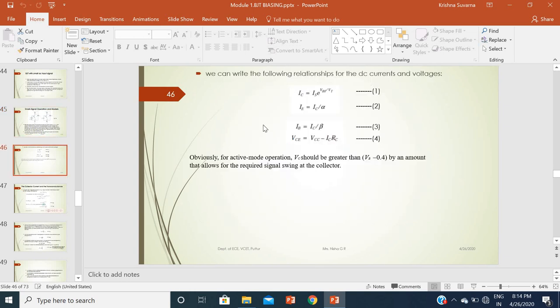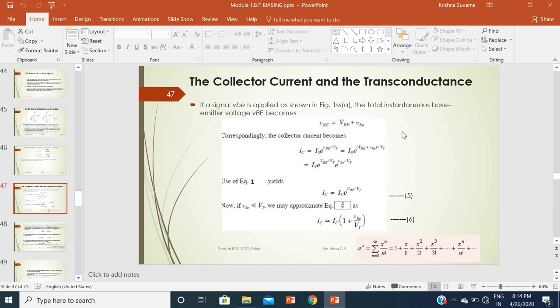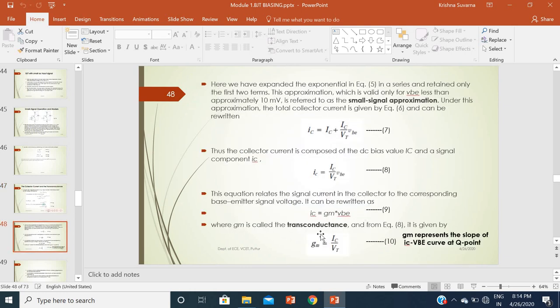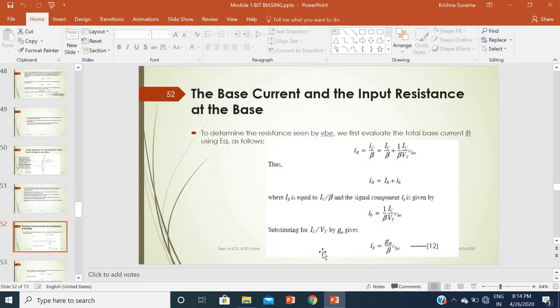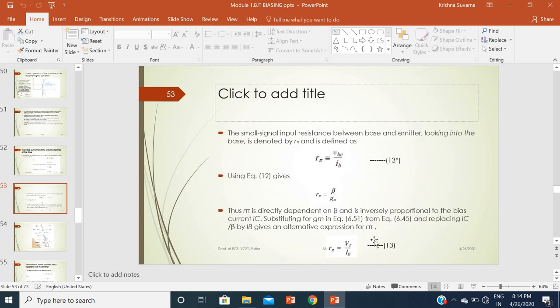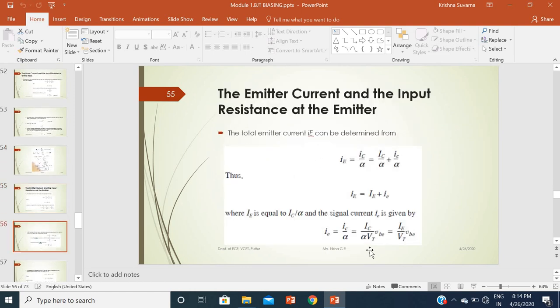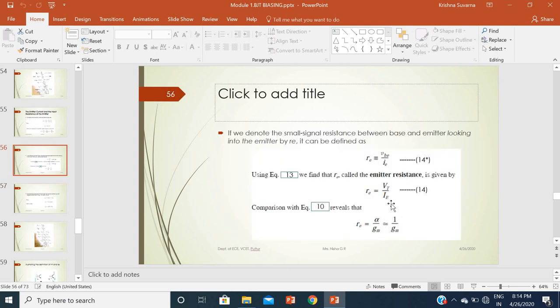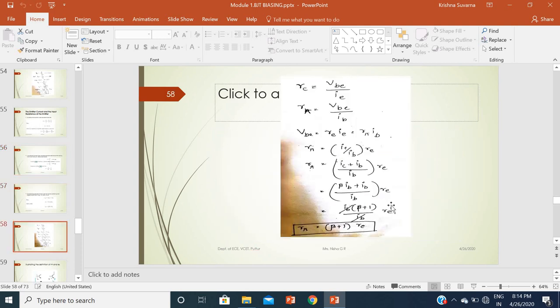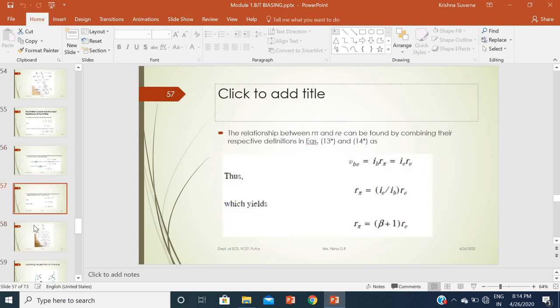By that time you have to write these four equations. This is the equation for the collector current, and from the collector current equation you will get the transconductance equation, and from that you are going to calculate the input resistance. Input resistance R pi is VT by IB, and this one, RE is equal to VT by IE. Okay. Next, you are going to calculate the relationship. I think it has been asked in the next one.